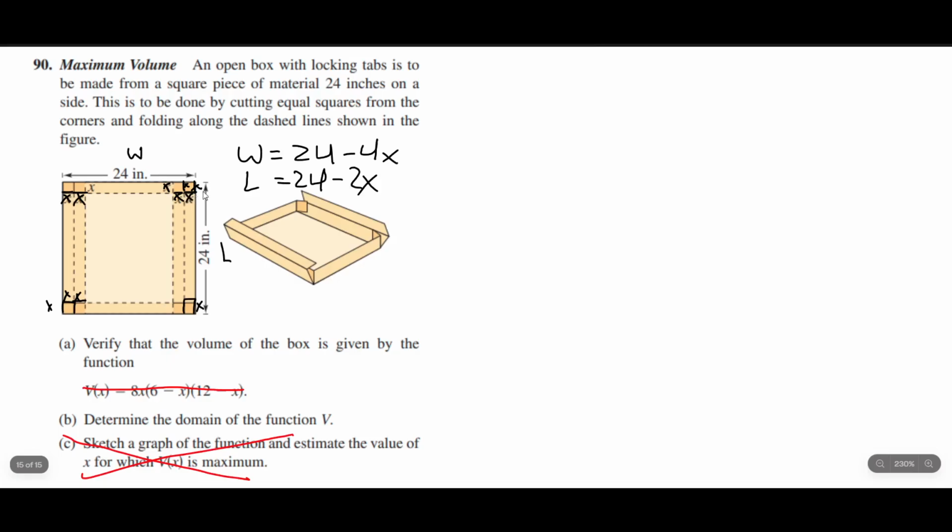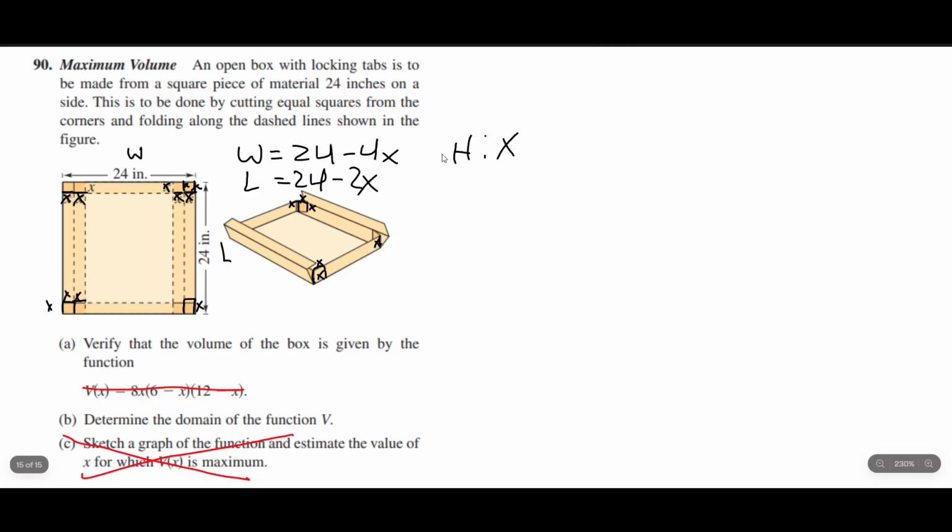Now, our height. Right here, h. Again, we need to think about this. This is folded in. They gave us the picture. Folding is going on. What do you notice here? This is an x by x square. This is x, right? This would also be like an x by x approximately. This would be x inches tall. The height is just x.